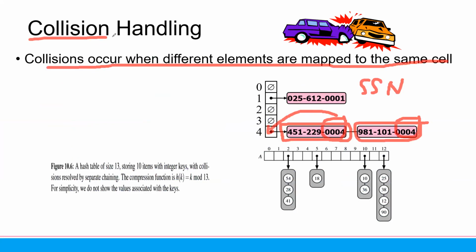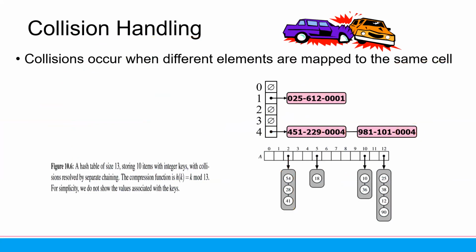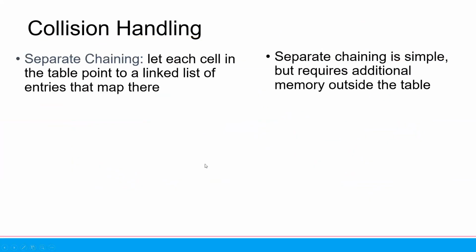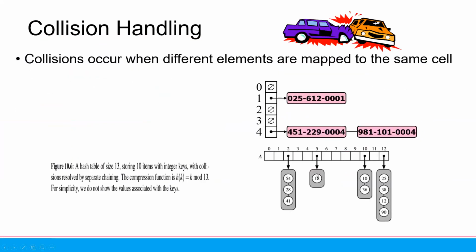So in the collision, we need to handle how to put the elements. If they are in the same location, then we need to create a kind of list, or create another kind of place to store the items. We will learn more about how to place these items.